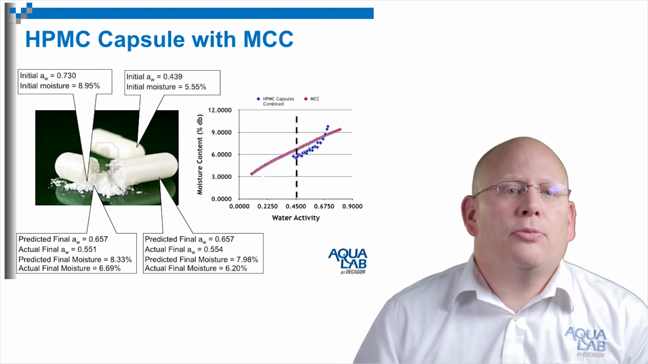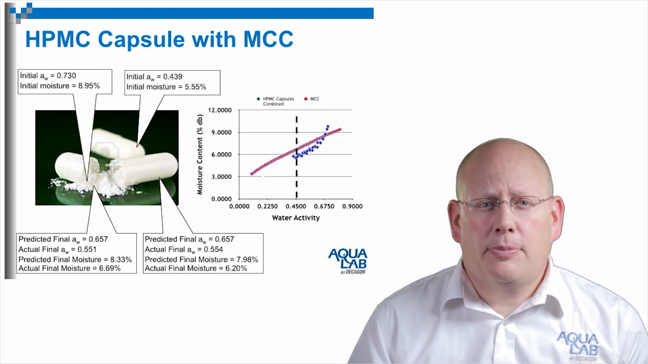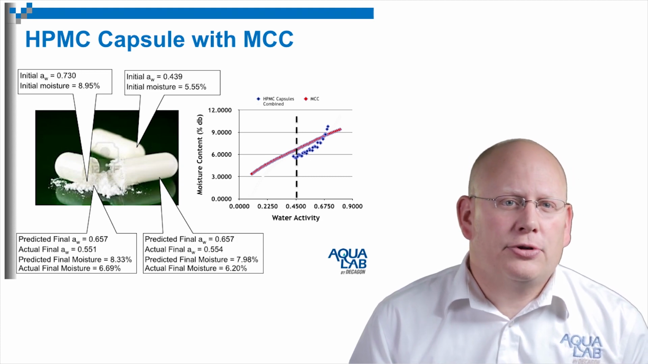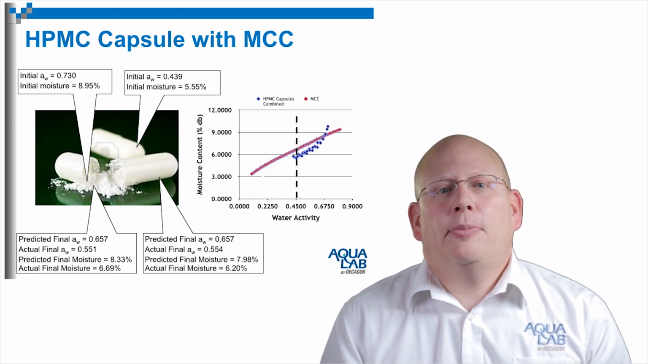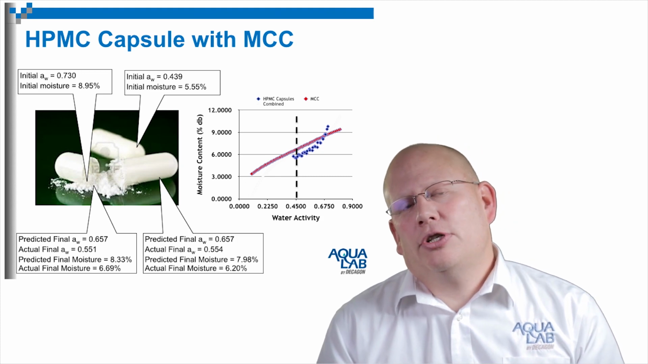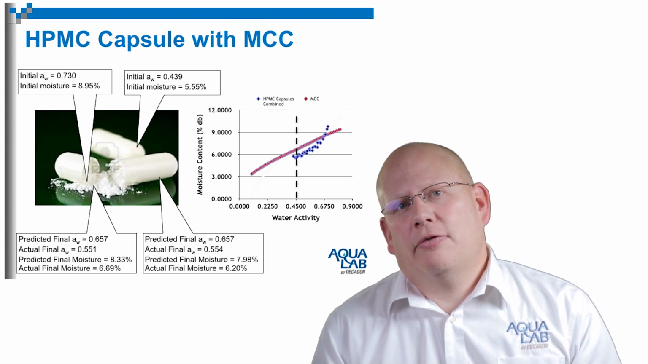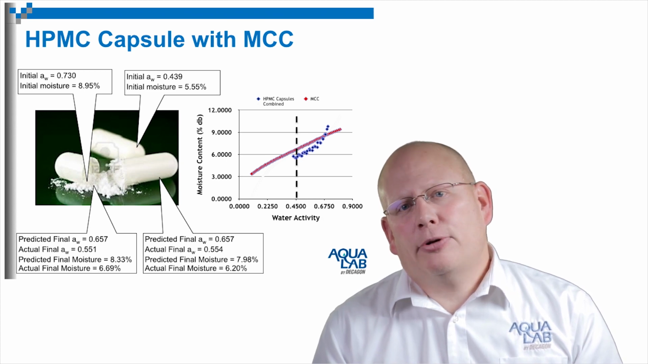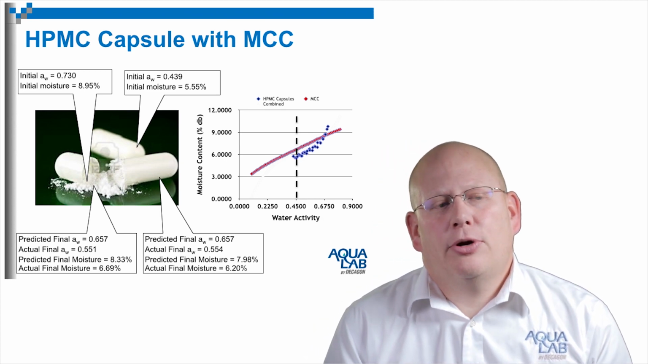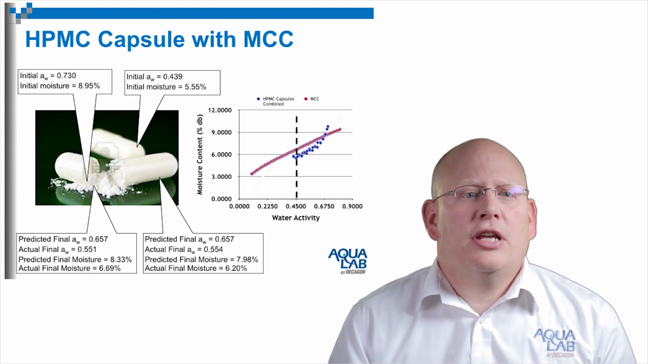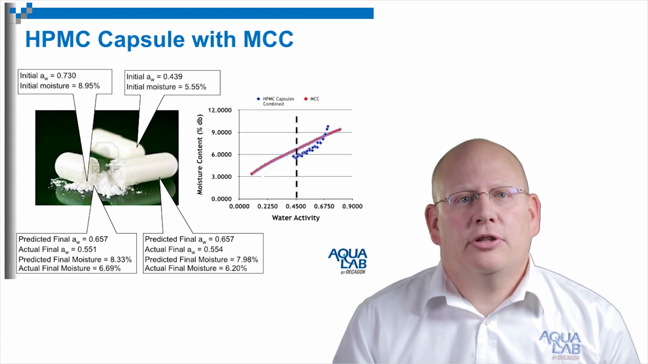We predicted the final moisture content to be 8.33% for the MCC powder. It was actually 6.7% at that lower water activity. And we predicted that the moisture content of the capsule would change from 5.5 to 8%, and in reality it was 6.2%. So the predictions weren't exactly right, but they were close and gave us an idea of what was actually going to happen with this product.